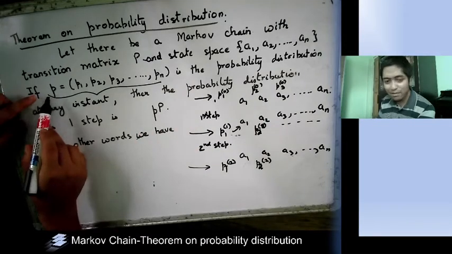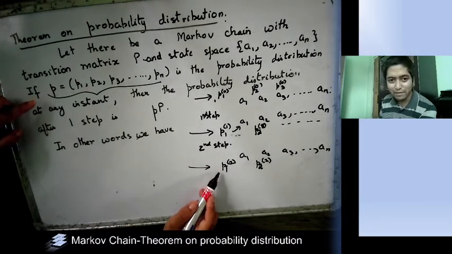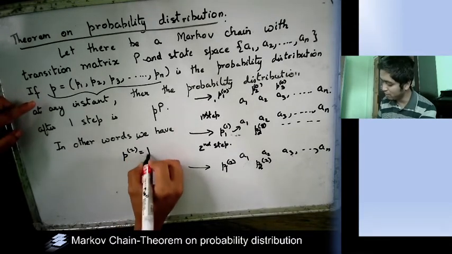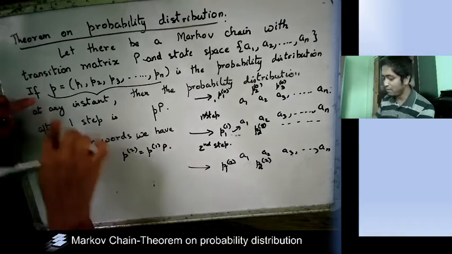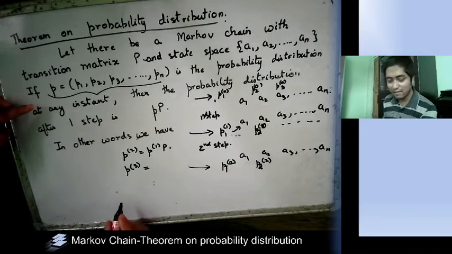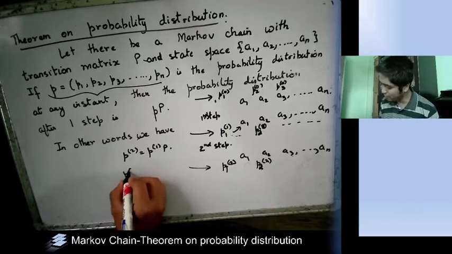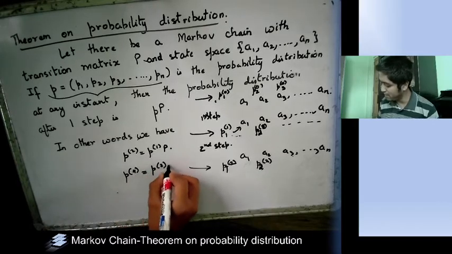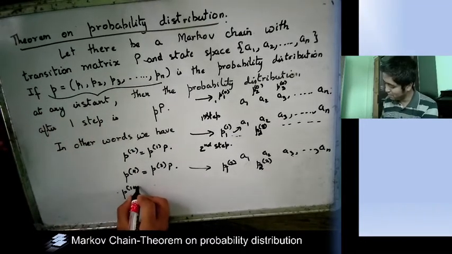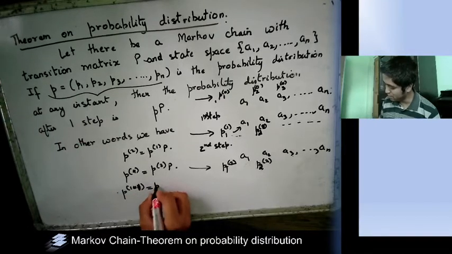Similarly, if you take p to be p1, then you can calculate p2 by writing it as p1 P. If you take p equal to p3, let us say, then you can calculate p4 as p3 P. Similarly, if you take p equal to maybe, let's say, p100, then you can calculate p101, which is p100 P.